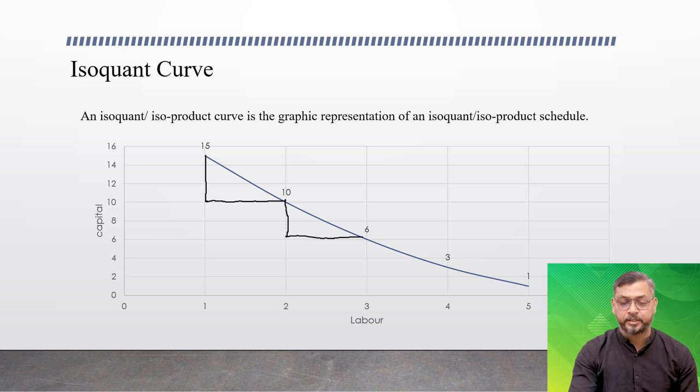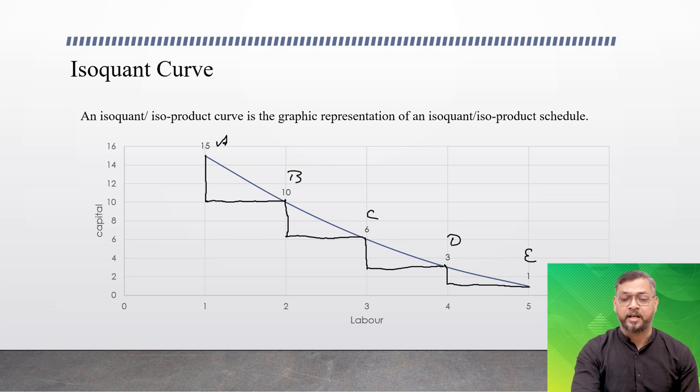The third combination is 6 units of capital and 3 units of labor. The fourth combination is 3 units of capital and 4 units of labor. And the fifth combination is 1 unit of capital and 5 units of labor. This is combination A, this is B, this is C, this is D, and this is E. Any combination between A and B is also feasible and possible in the case of isoquants. That is, a producer can use any combination from 15 units of capital to 1 unit of capital in such a manner that the output remains constant.